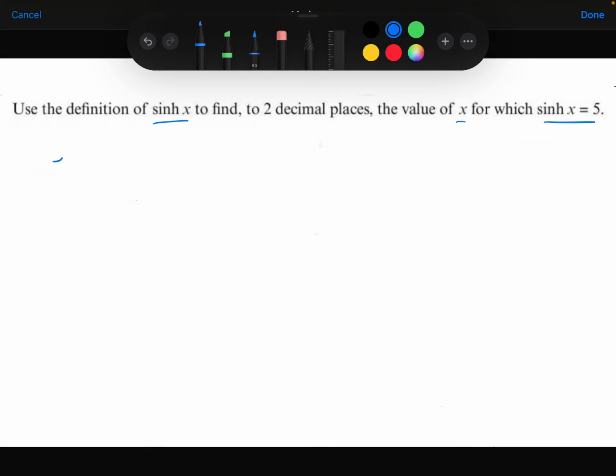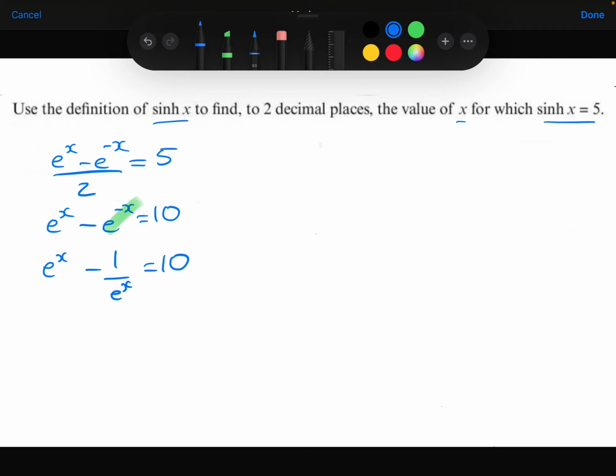So the definition of sinh is e to the x minus e to the minus x over 2, and I'm told in this question that equals 5. So to solve this equation, I'm going to times through by 2 to simplify this. And then, just in case you can't spot what you need to do here, we can always rewrite this e to the minus x as being 1 over e to the x.